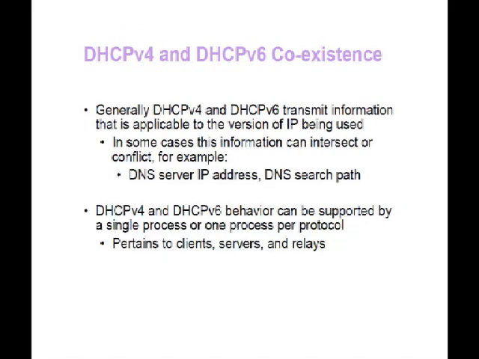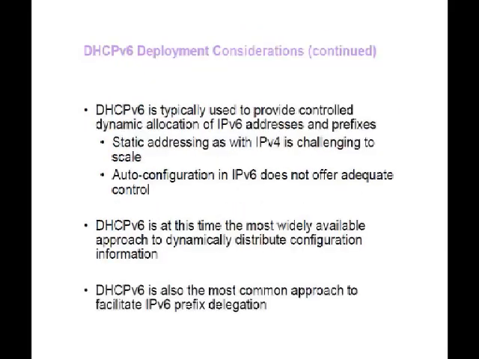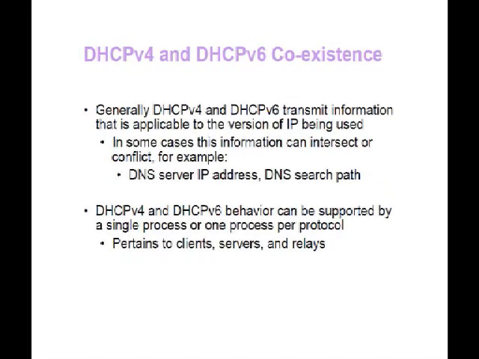So there are coexistence considerations, and I believe there are RFCs out there that talk about this. When you have an independent V4 transaction and an independent V6 transaction, you get information that potentially conflicts with one another. These are coexistence issues that we need to be aware of as we deploy IPv6 and want to leverage DHCPv6. Things like DNS server IP addresses, DNS search paths, and that sort of thing. This extends further into how you want to deploy it.